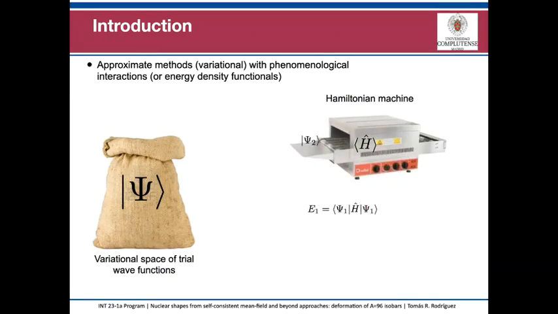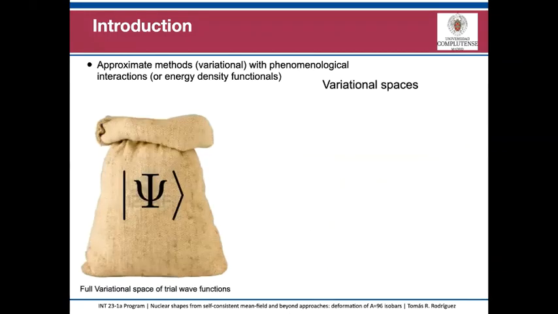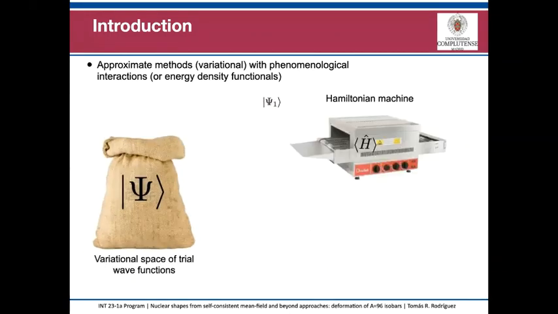Then you take another one, put it in the Hamiltonian machine, and you get another energy. You compare these two energies, and if this energy is smaller than this one, this is variationally better. Eventually, you will take out from the sack the one wave function that minimizes the energy within this sack, and this is the variational approach. So this is the way it's done.